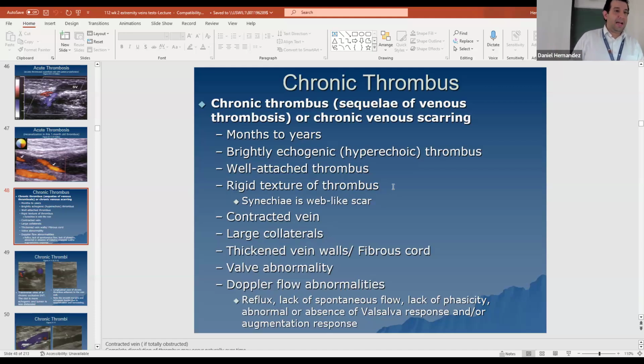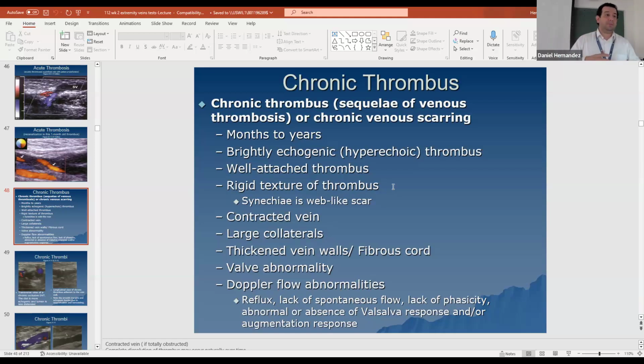Again, they're well attached, so they're not going to move around. They're not going to be free floating or flapping around. When there's chronic thrombus involved, they typically contract the vessel, causing it to shrink or become significantly smaller than the normal vessel. Because that main vessel is contracted and shrunken, these patients with chronic thrombus typically develop larger collateral vessels.